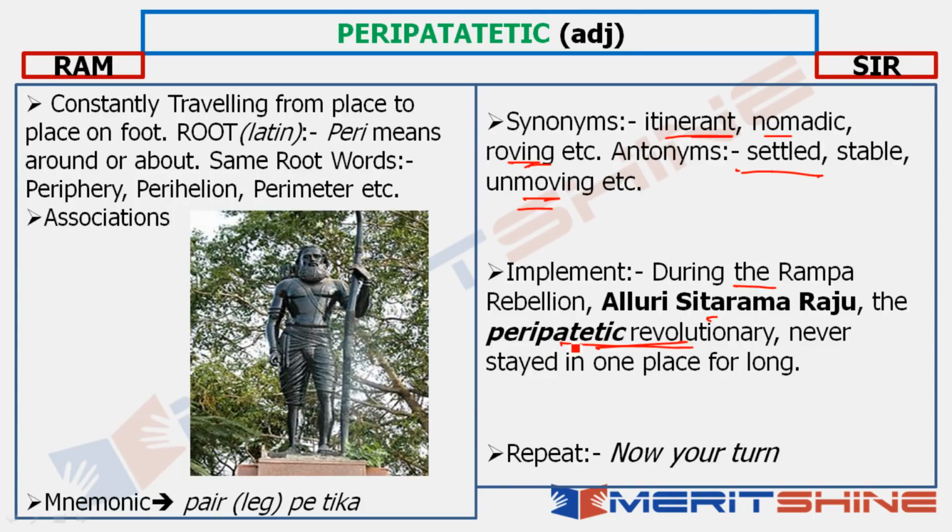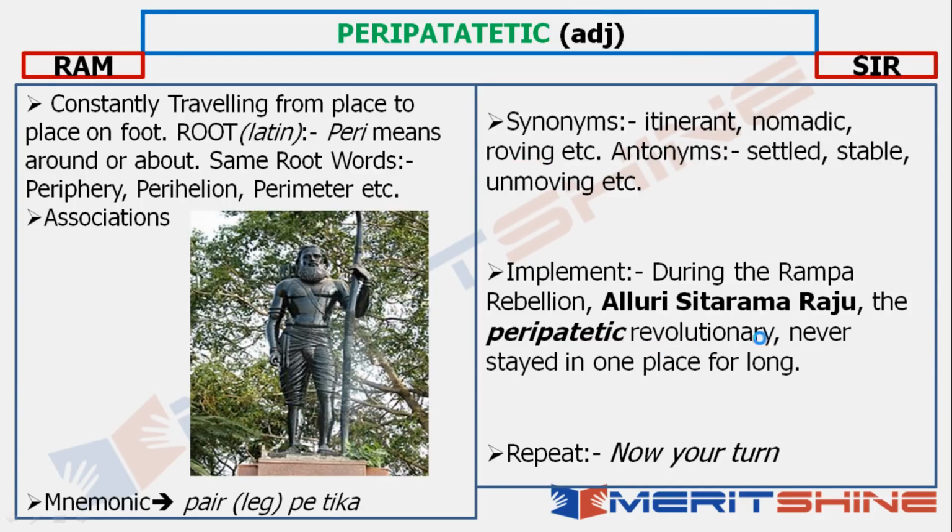This is a term I have coined. This is not there with his name. The peripatetic revolutionary, the revolutionary who constantly traveled from one place to another with food, never stayed in one place for long. Right? So that was Alluri Sitarama Raju for you.